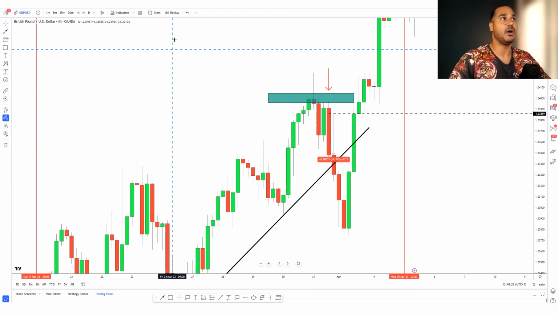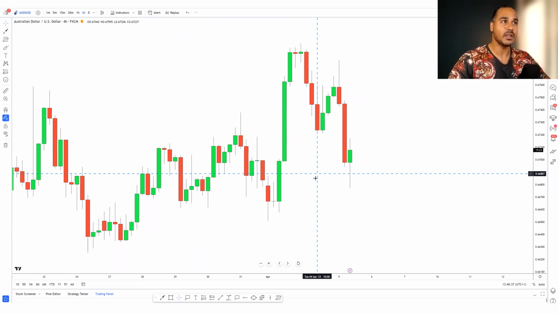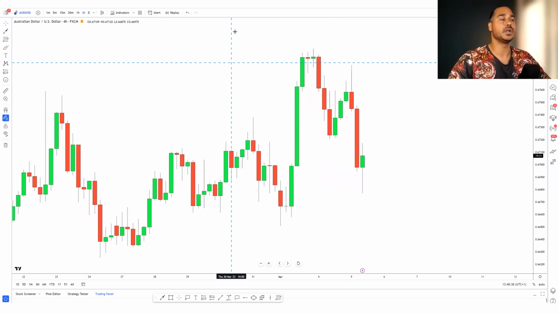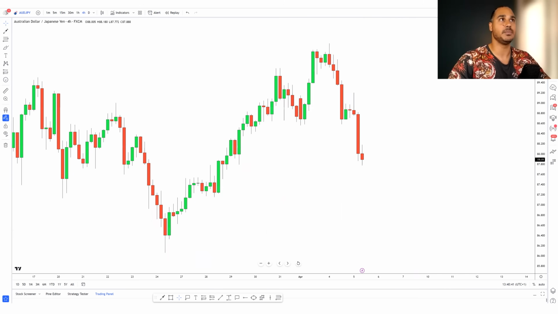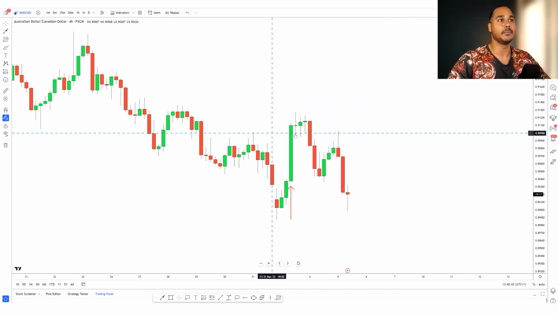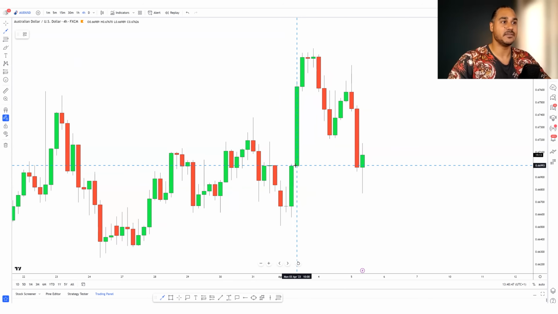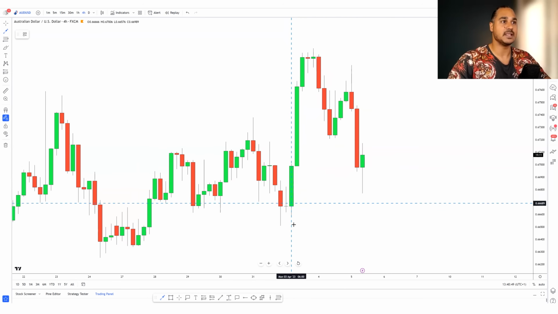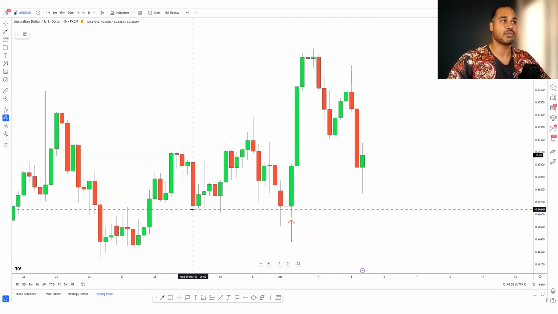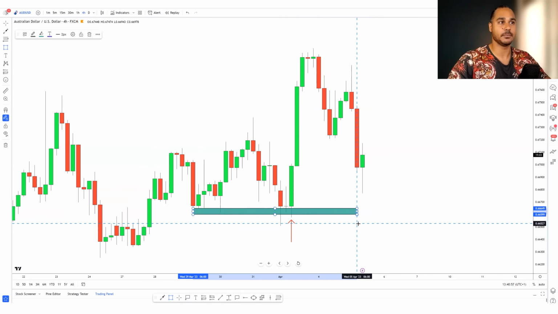Now, let's take a look at our final example. We're going to take a look at Aussie dollar USD. Now, what I want you to notice here, guys, we're going to look at Aussie dollar USD, Aussie dollar JPY, and Aussie dollar CAD. Okay. So what I want to look at here is the 3rd of April at 6 o'clock. So here's the 3rd of April at 6 o'clock. What can we see here? We can see price is failing to break.